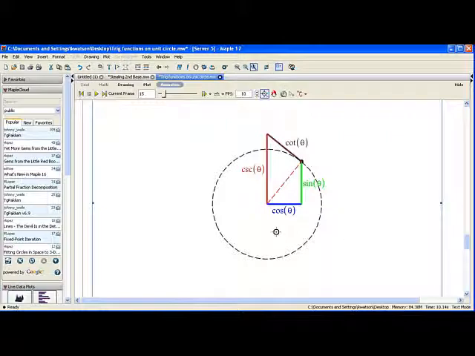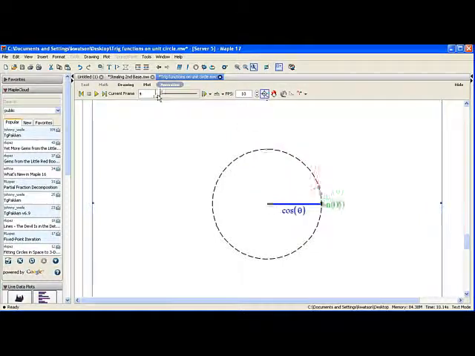And now I invite you, the listener, to try to figure out why this length represents the magnitude of the cotangent function, and why this length represents the value of the cosecant function. I'll leave that as a little exercise for you. It's actually quite fun. I think you'll enjoy doing it.